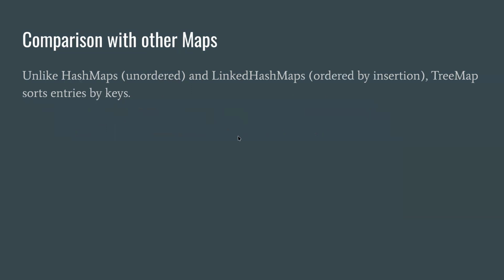So comparing with other maps, hash maps are not ordered, and linked hash maps are ordered by insertion, and tree map has its own, sorting entries by keys.